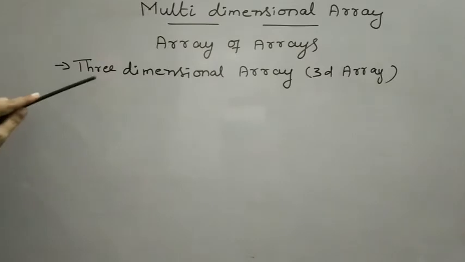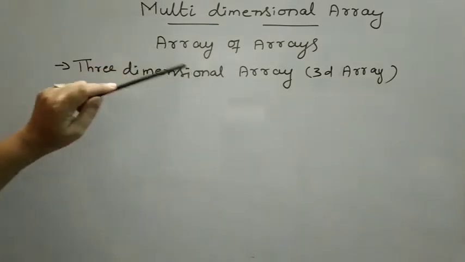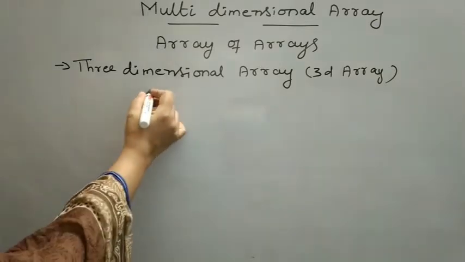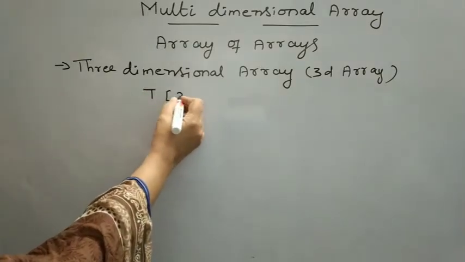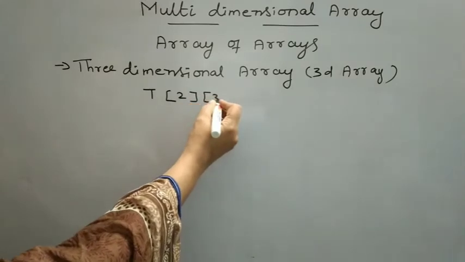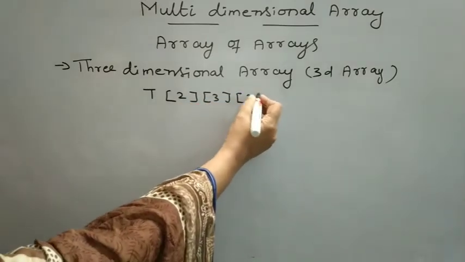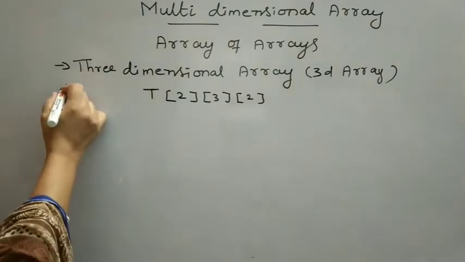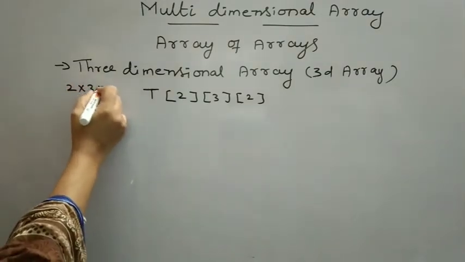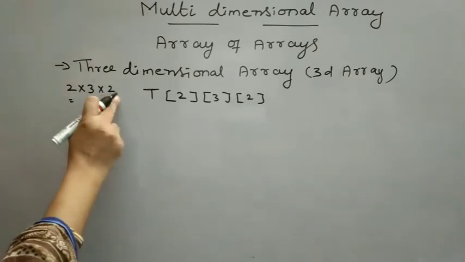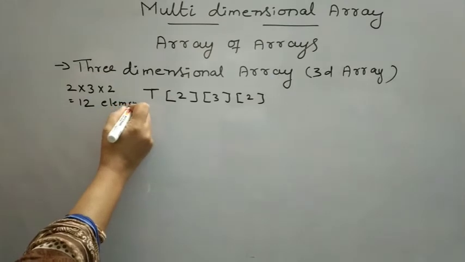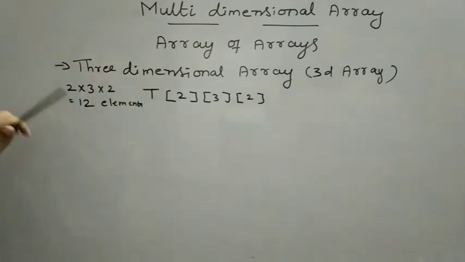Next we will see an example of a three-dimensional array, or 3D array. If we define an array T with 3 dimensions, 2, 3 and 2, then the total number of elements in this array is 2 into 3 into 2. 2 2s are 4, 4 into 3 is 12, so totally we have 12 elements in this array T.